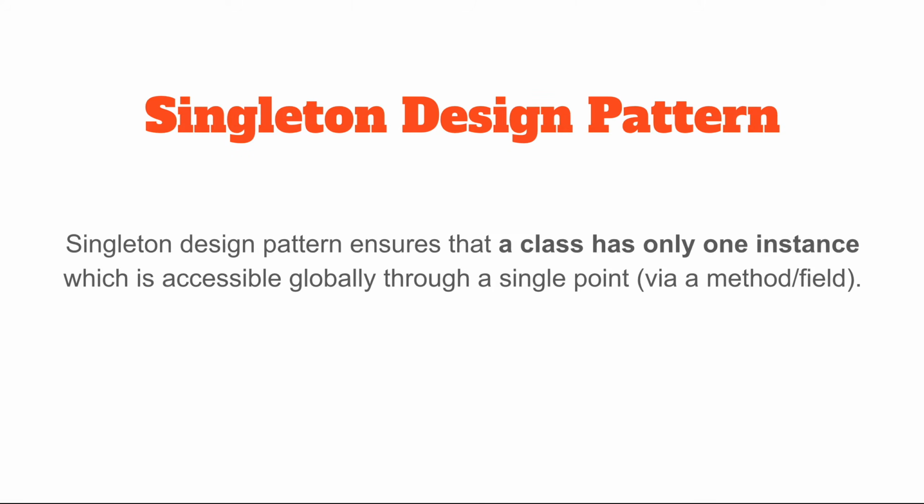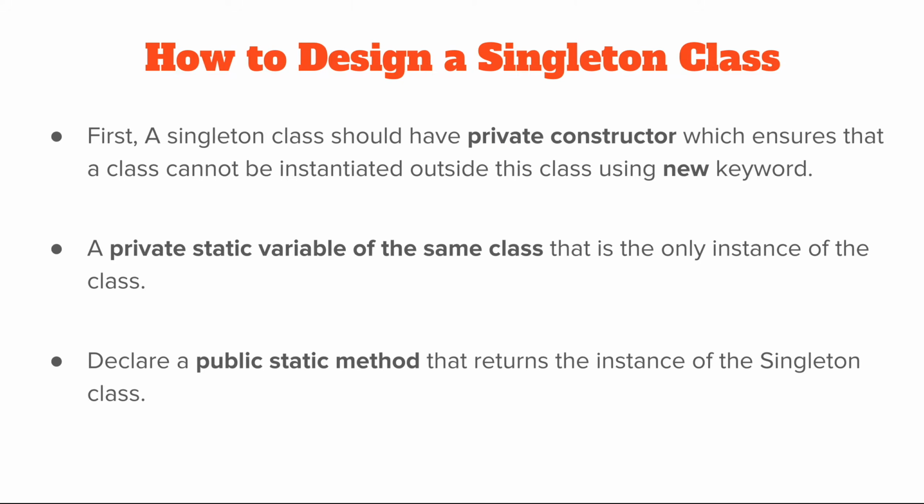The main problem this pattern solves is to ensure that no more than one instance of the class exists in an application, right? Now let's talk about how we can implement this pattern. To create a singleton class, first it should have a private constructor so that no one can create an instance of this class using the new keyword outside the singleton class. So it prevents the instantiation of the class outside this class, right?